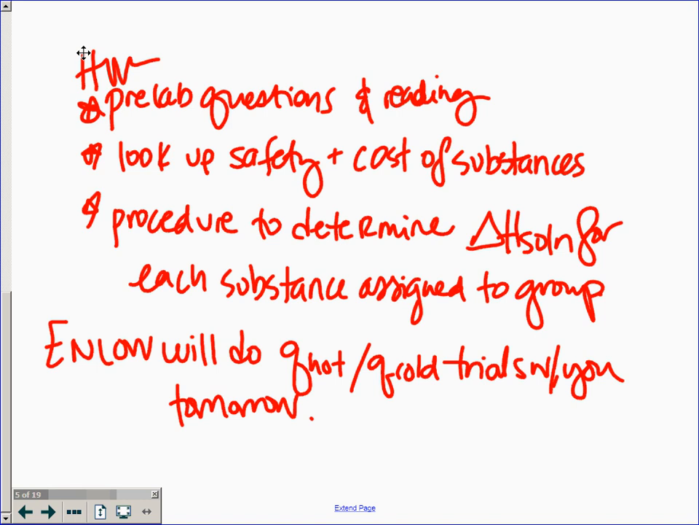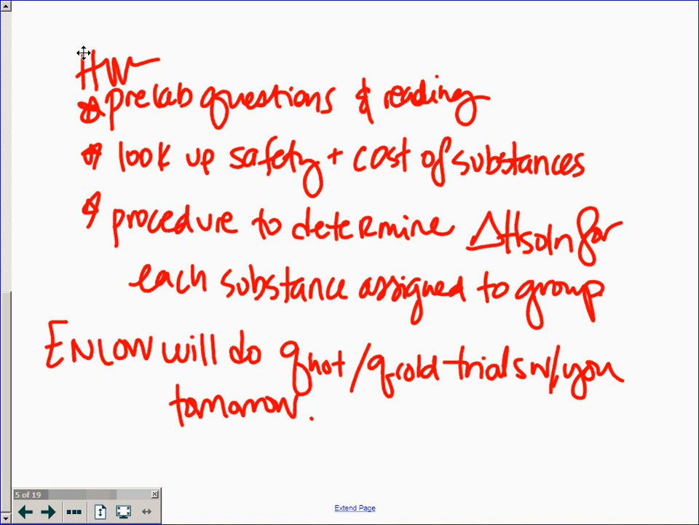Alright, so listen as you clean, okay? That means be quiet. On the board I have what I expect from you on your Google Doc. One, try the pre-lab questions and there's some pre-lab understanding reading. That reading is essential so that you know what you're talking about. Two, you have 3 substances assigned to your group. You are looking at the safety and the cost of those. A lot of this is in the lab itself, but the resources are provided on your Google Doc.